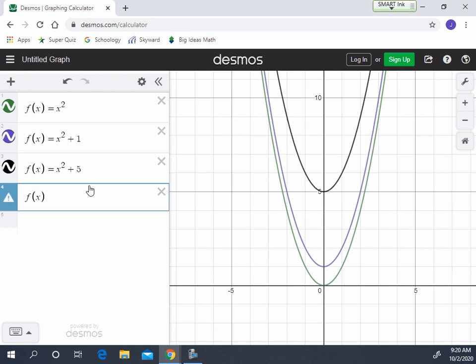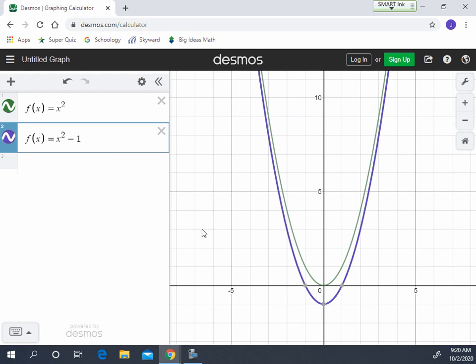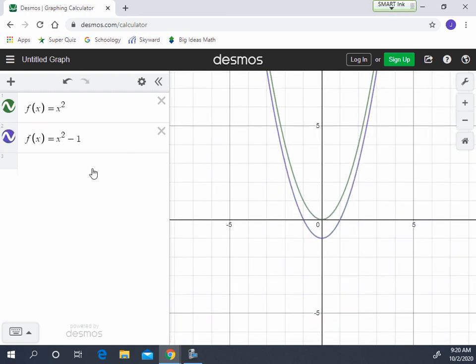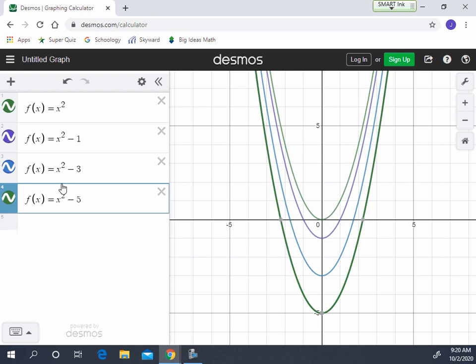What if we said f of x equals x squared plus 7? Again, our vertex went even higher. Good. Okay, let's go less than 0. Let's go f of x equals x squared minus 1. And notice, we still have a parabola going up, our vertex went to negative 1. Let's say f of x equals x squared minus 3. And then one more. What do you think will happen when we say f of x equals x squared minus 5? And it went down even further.